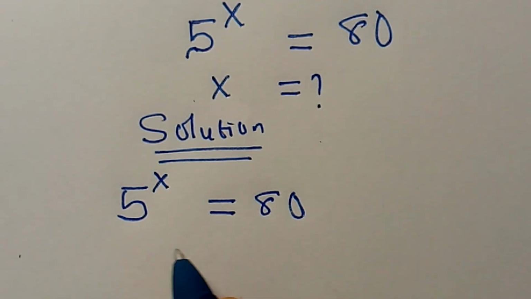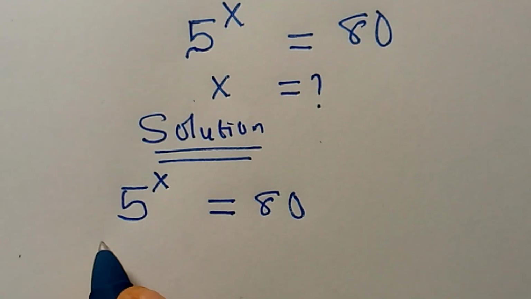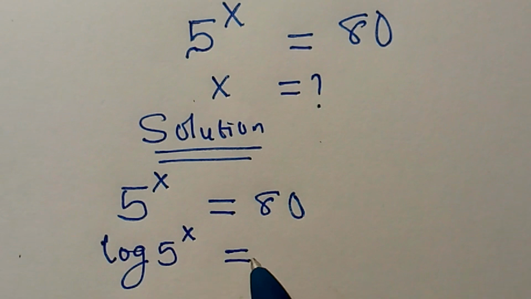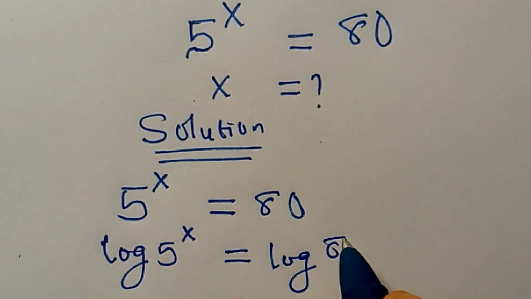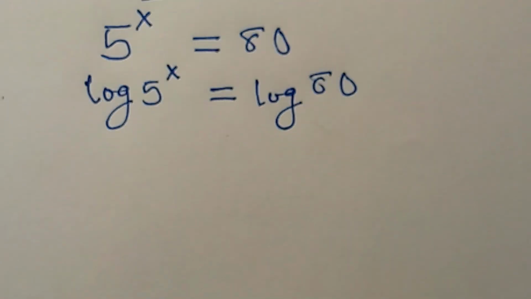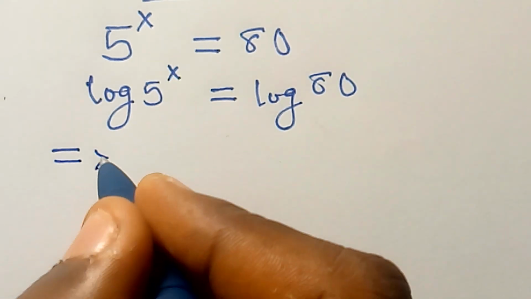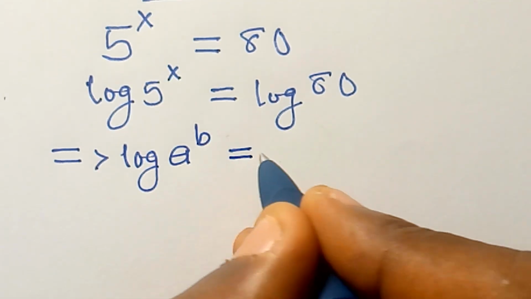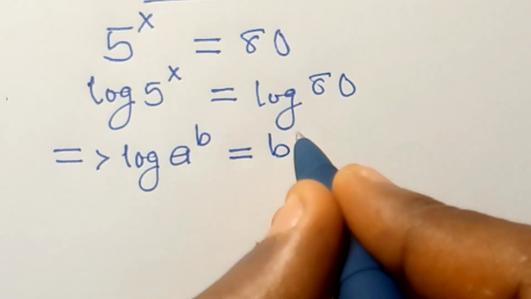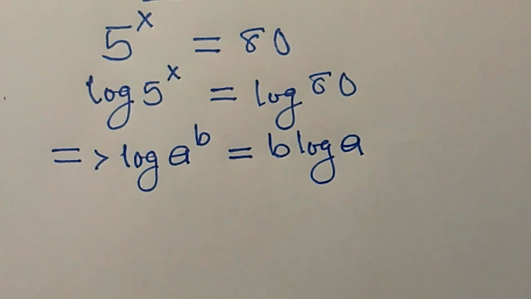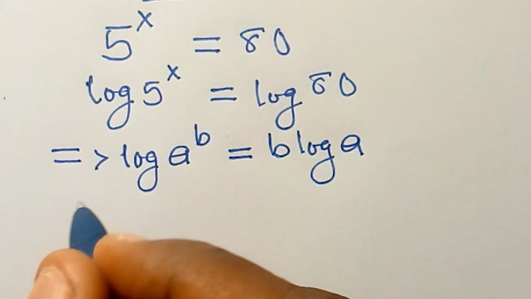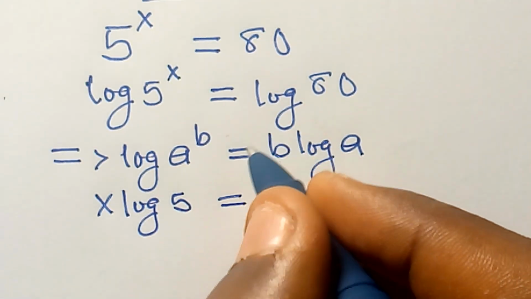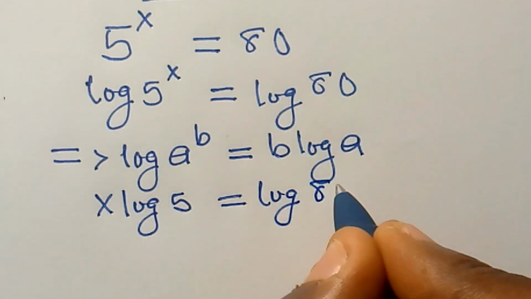So from here we introduce log to both sides, so that we'll have log 5 raised to power x equals log 80. Let's recall that if you have log a raised to power b, the b will come forward, we have b log a. Applying this to the above, we will have x log 5 equals log 80.